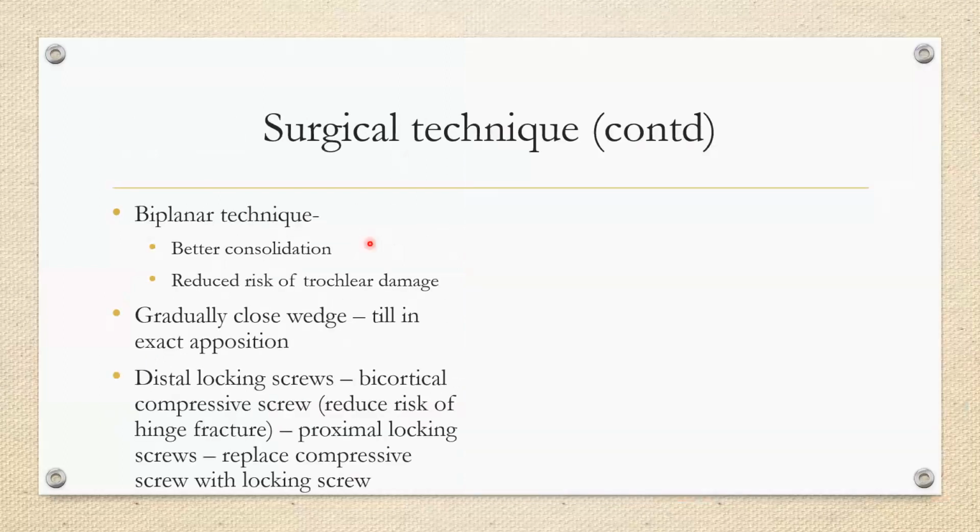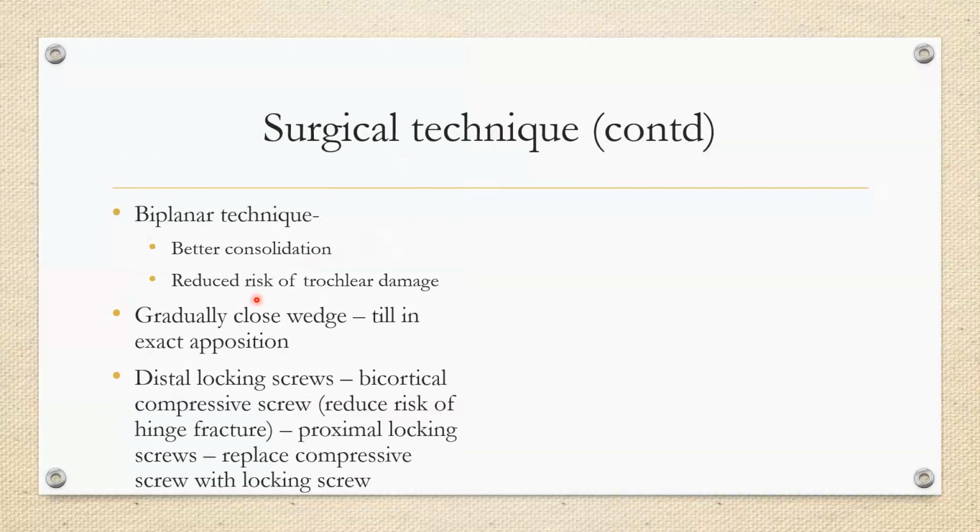So again, as discussed, the reasoning for the biplanar technique is better consolidation, better stability, and also to reduce the risk of trochlear damage by taking a cut perpendicular to the trochlea rather than along its line, by completing the anterior osteotomy. So once the cut is made, the wedge is gradually closed under C-arm guidance till exact apposition is achieved.